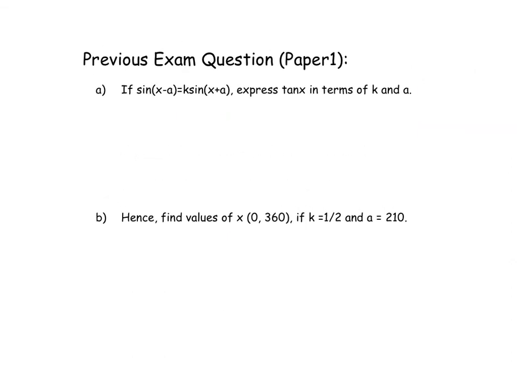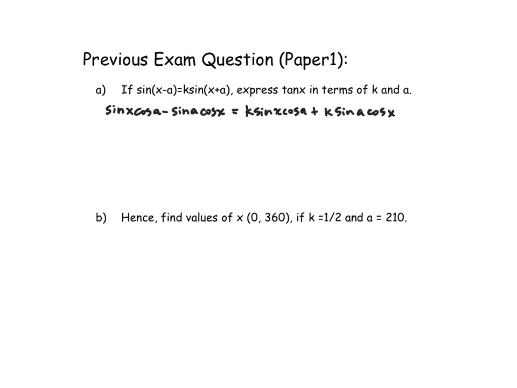All right, previous exam question, paper 1, which means it's just no calculator. If sine of (x minus a) equals k sine of (x plus a), express tangent x in terms of k and a. So I'm going to expand as I would: sine x cosine a minus sine a cosine x. On the other side, I'm going to rewrite sine (x plus a) and distribute a k. So it'll be k sine x cosine a plus k sine a cosine x. Okay, I expanded using the compound identity for sine (x plus a) and sine (x minus a).